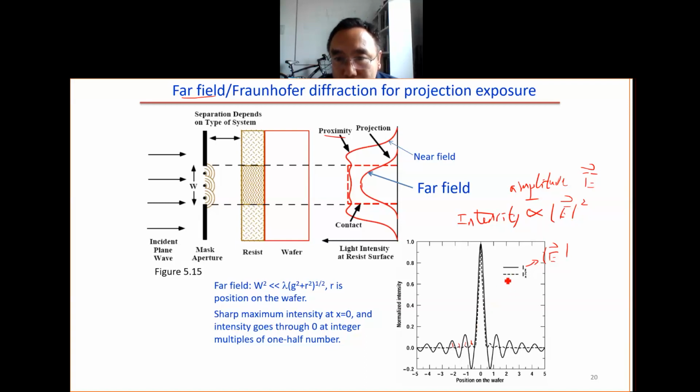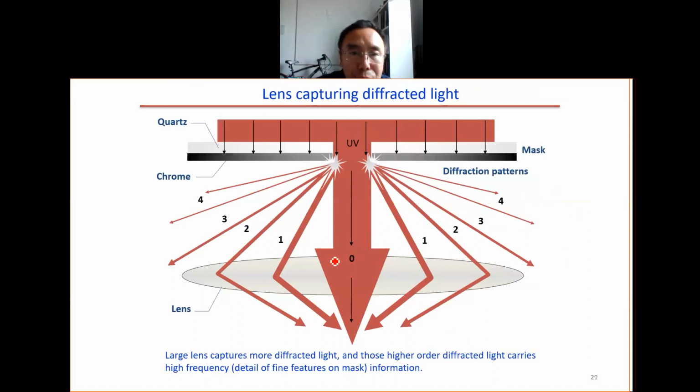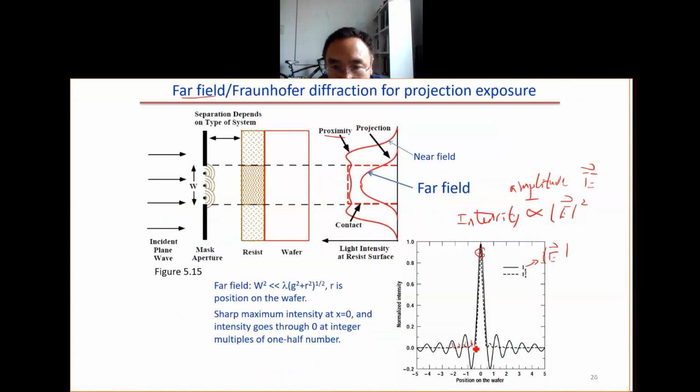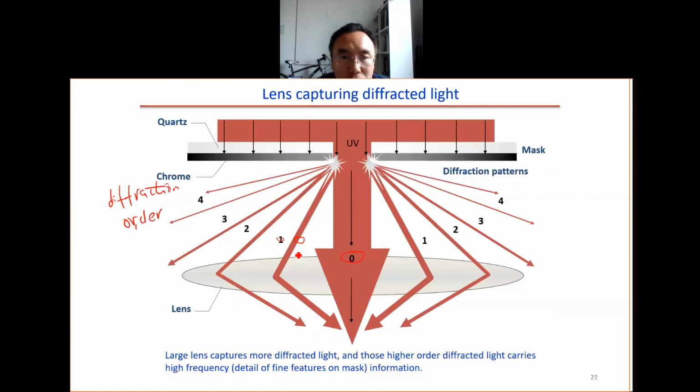So the intensity is the dashed line. You can see it is always positive. And we have one major peak and we have smaller peaks here. Those smaller peaks are the orders. We call it diffraction order. So this is the zero order. The zero order here corresponds to this peak. The first order corresponds to this small peak. Then we have the second order. So we have many diffracted lights. Those peaks are the diffraction orders.